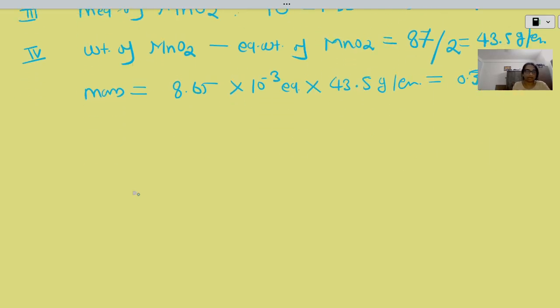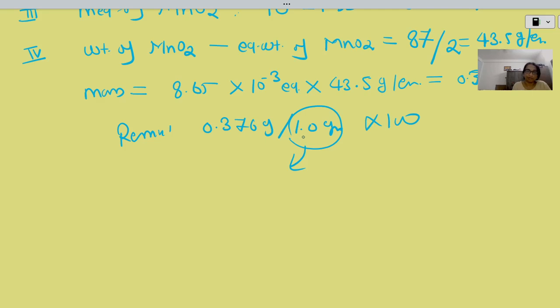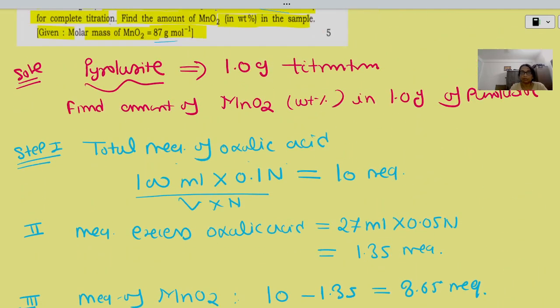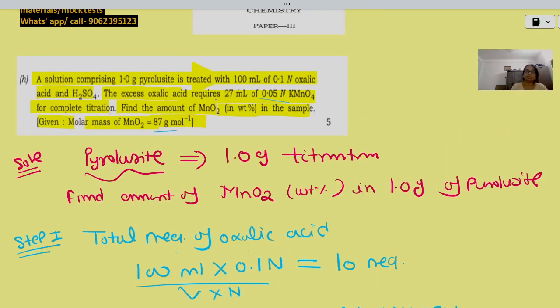Now they are asking about the percentage, so the result will be 0.376 gram divided by 1 gram, multiplied by 100, because the weight of the pyrolusite is 1.0 gram, which is given in our question. So we put these values in this formula, and after the calculation, the result is 37.6 weight percentage of manganese dioxide. The percentage amount is 37.6.